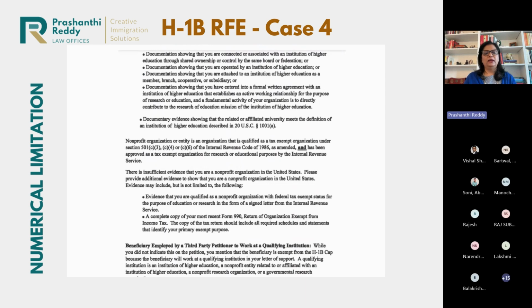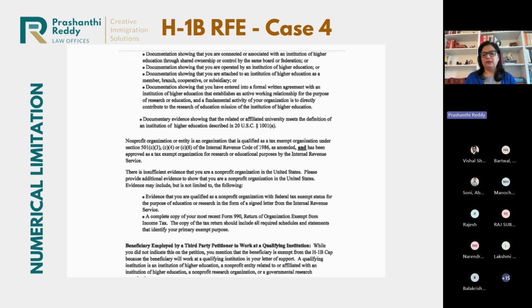Documentation showing that you are connected to, associated with an institution of higher education. Usually there's a contract to show that the hospital is connected to a college. But you also have to show that, so we did submit the contract, but they want to make sure that not only is there a relationship, but the beneficiary will be employed in a role which furthers that relationship. So if this hospital is a teaching hospital, then the beneficiary as a nurse should be teaching other nurses that are going to school, right? So they want to see a correlation there also. So there's a lot of information to be provided in this case.